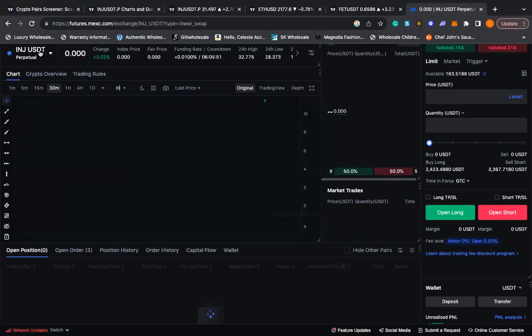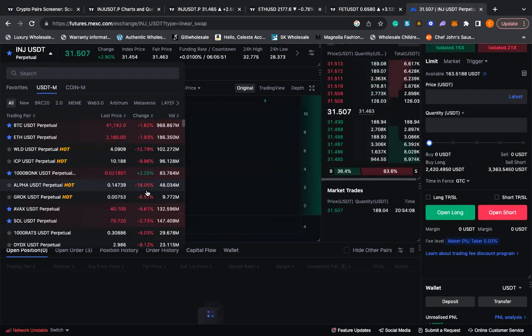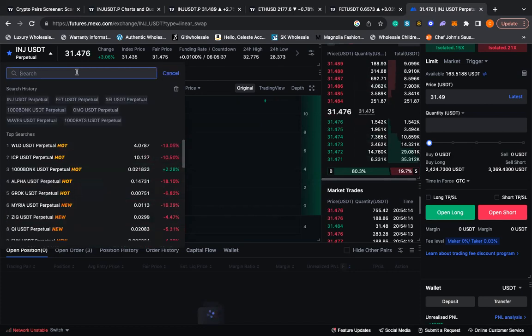On my MACD chart here, I'm having trouble. I don't know why I can't even get that token, INJ. I type it in there and... Are you on your demo account? Yeah. That's why you don't have it on there. It's on your live account. Sorry.